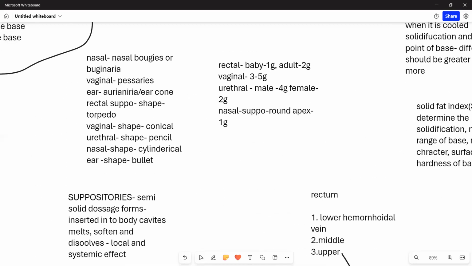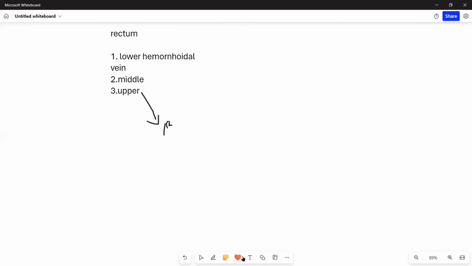So next, for an ideal suppository base, what should the iodine value be? For an ideal suppository base, what should be the optimum iodine value? Come on, guys, answer my question. Provide me the value.